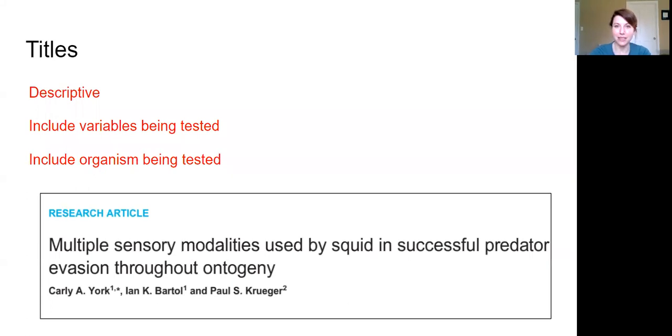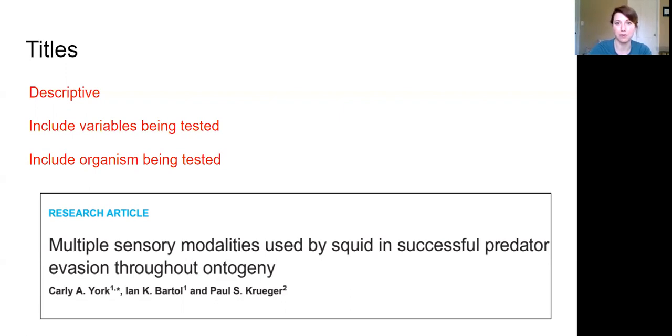So let's start with the very first thing, which is going to be your title. It's easy to overlook, but it's actually important that you have a good descriptive title for your lab report. A good title is often going to include the variables that are being tested and also the organism that you're studying. So throughout this presentation, I have picked a few things out of a paper that I wrote a few years ago as examples.